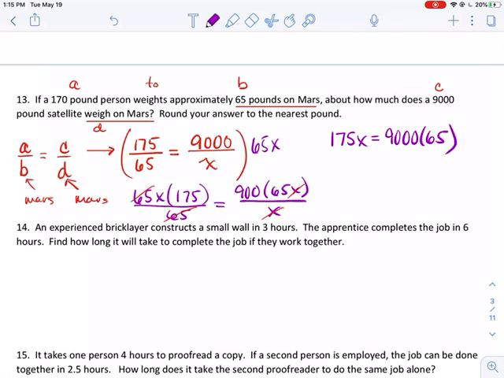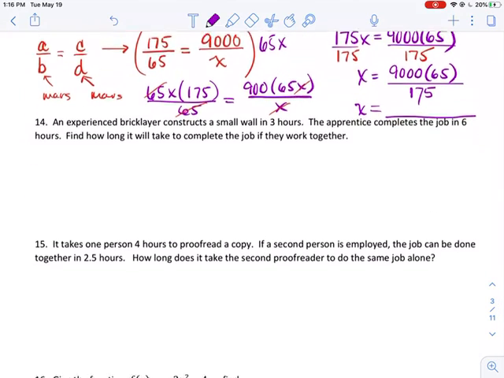9,000 times 65. I'm going to leave that for just a minute and just get to the solution. If I want to find x here, all I have left to do is divide both sides by 175. That gives me x is equal to 9,000 times 65 over 175. Now you can do the multiplication, multiply the top first and then divide by 175, and you get your answer there. I'll leave that up to you.